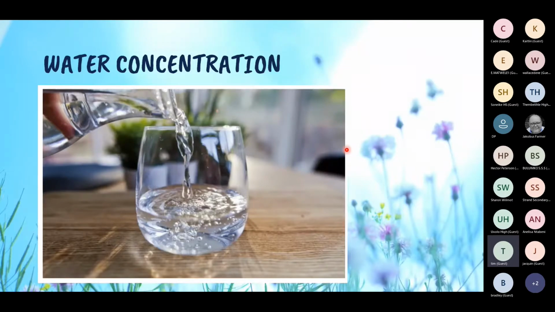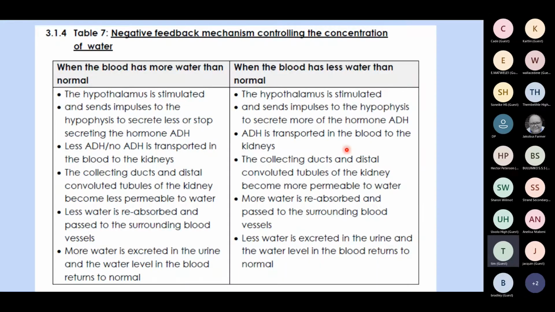Negative feedback mechanism controlling how much water you have in your body or how much water you have in your bloodstream. So again, grade 12, there are steps. If there's more water and if there's less water. Now here, the hypothalamus is stimulated and it sends an impulse to the hypophysis. Take note of this.